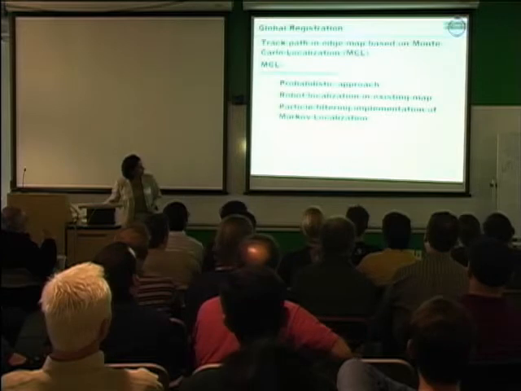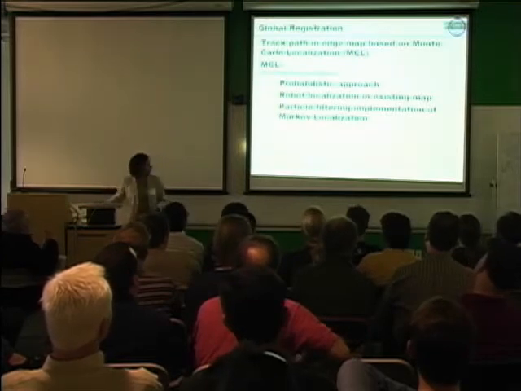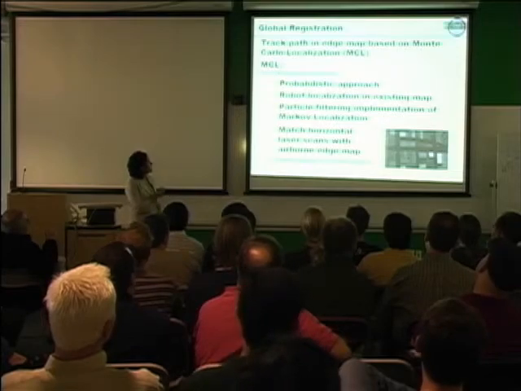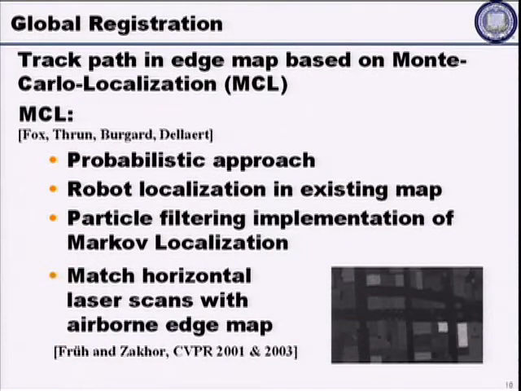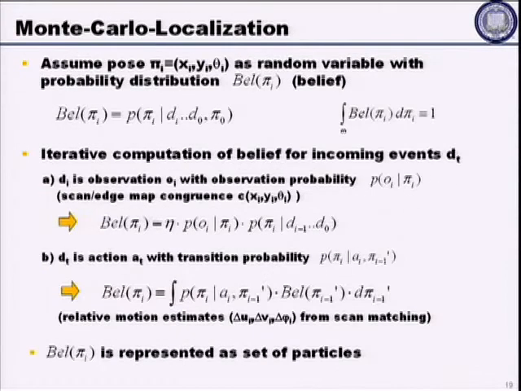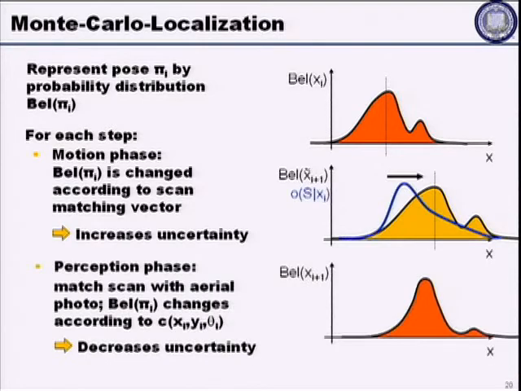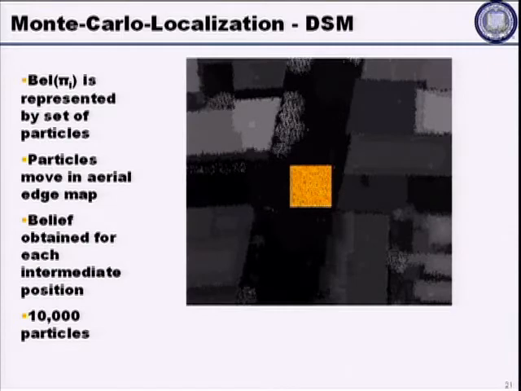So that's exactly what we did: we applied what's called Monte Carlo localization techniques using particle filtering. This is explained in the paper that's listed here. We matched the horizontal laser scans with airborne edge maps in order to localize the vehicle. I won't go into the details of Monte Carlo localization, but it essentially consists of a motion phase where we increase uncertainty and a perception phase where we decrease uncertainty.